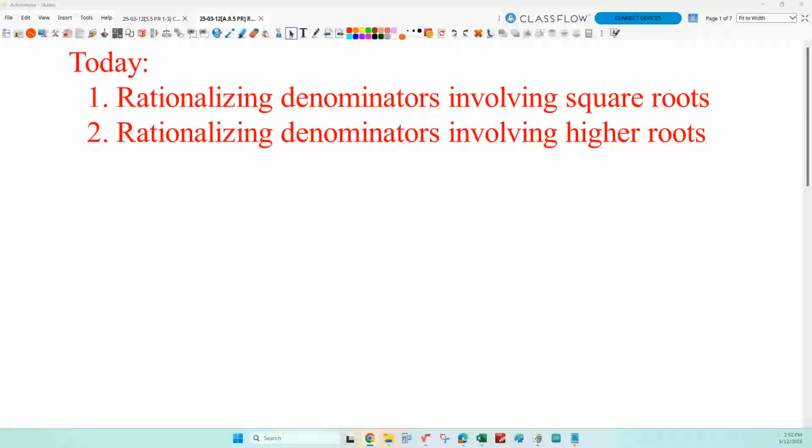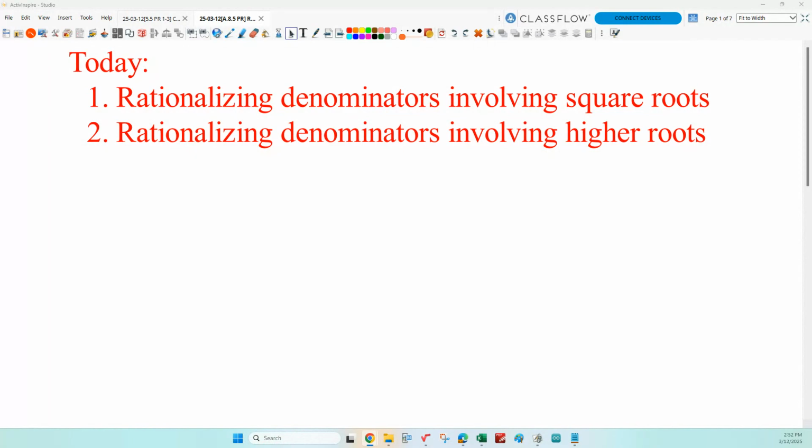Right, so today, what we did last section, we did arithmetic with expressions involving radicals. So how do we add and subtract expressions with radicals? Well, we can add like radicals together. We can't add unlike radicals together. We did some multiplication of expressions involving radicals. None of that was too bad.